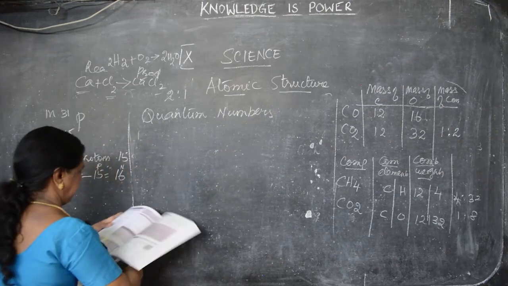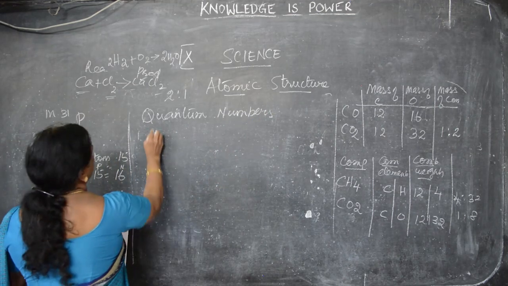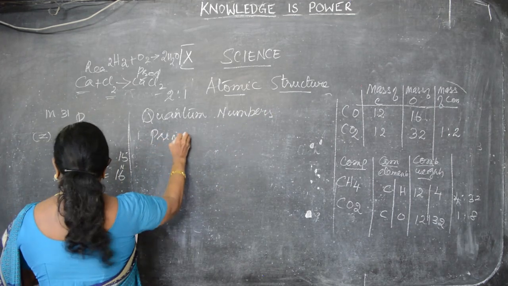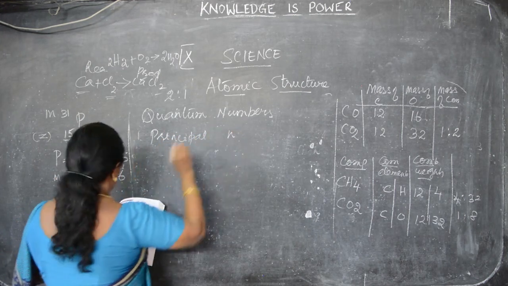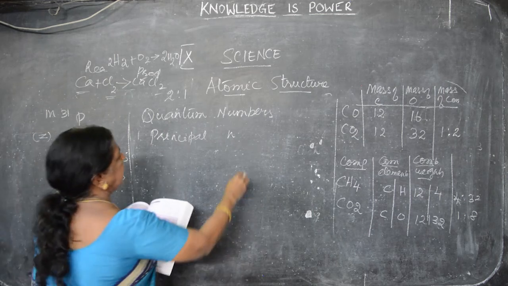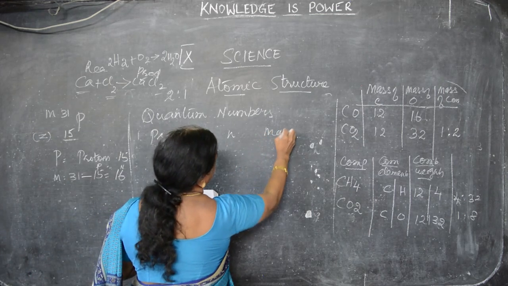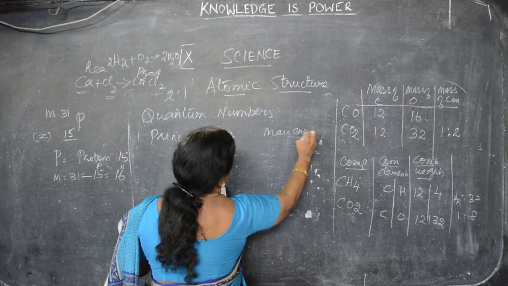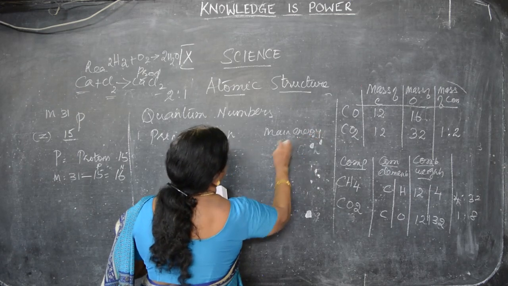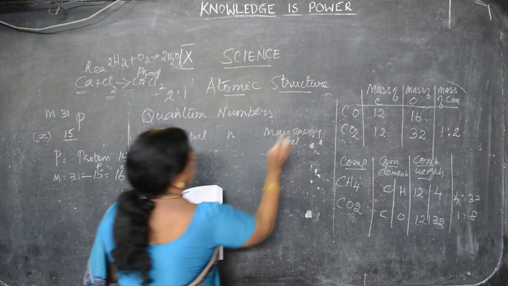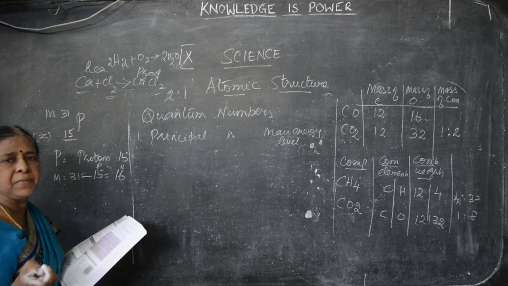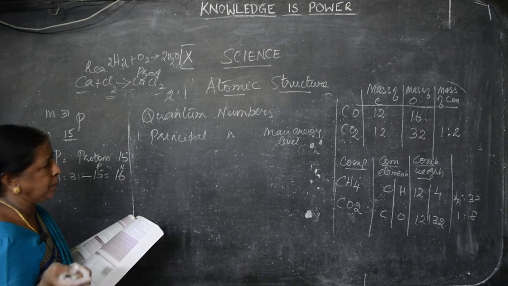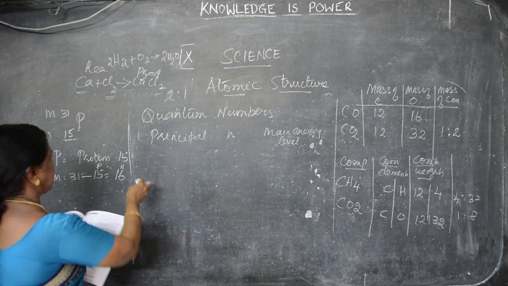What are the quantum numbers? First one is the principal quantum number. That is represented by the symbol N. This is the main energy level. By the principal quantum number, we can find out which level an electron is in. What is the main energy level? Energy level means orbits. Electrons are revolving around it. So, by using the principal quantum number.